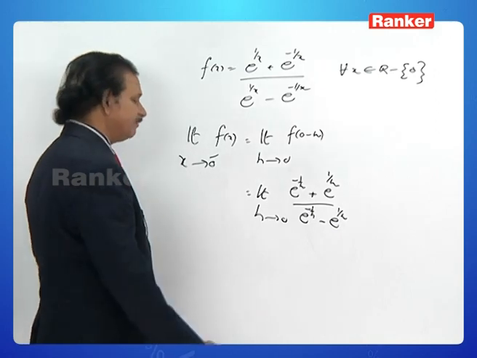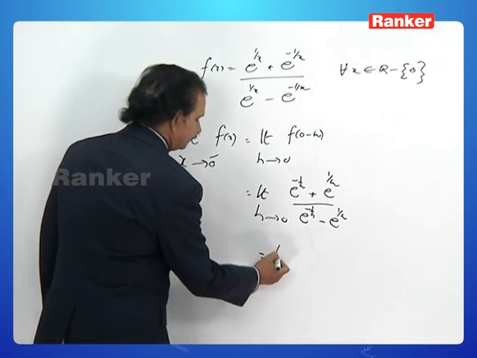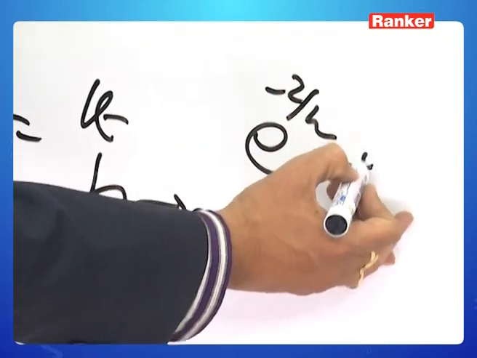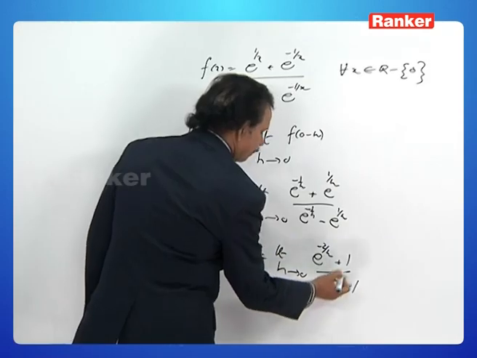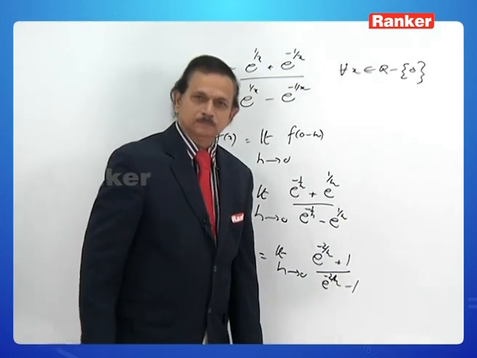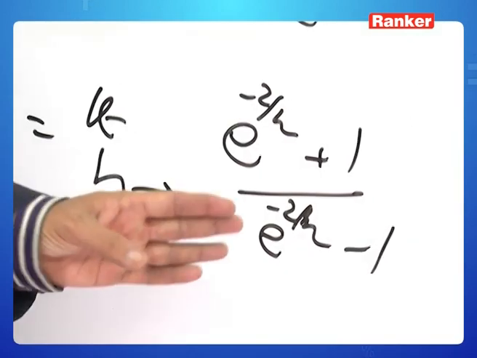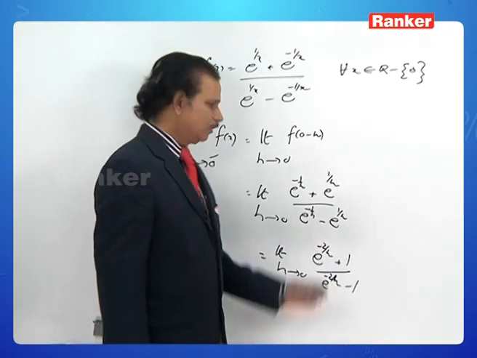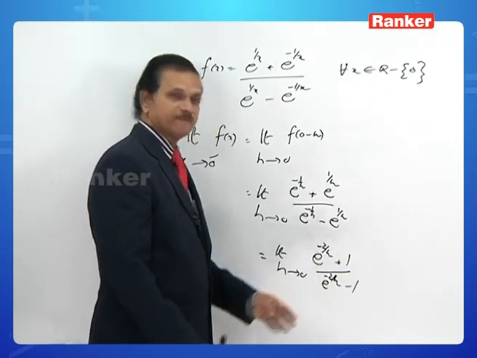Now let me divide both numerator and denominator by e power 1 by h. What is going to happen? e power minus 2 by h. You could have noted it, I think. In what way we could arrive at this step? We could have divided with e power 1 by h, both numerator and denominator. Now it is an interesting case to observe the nature of this part.